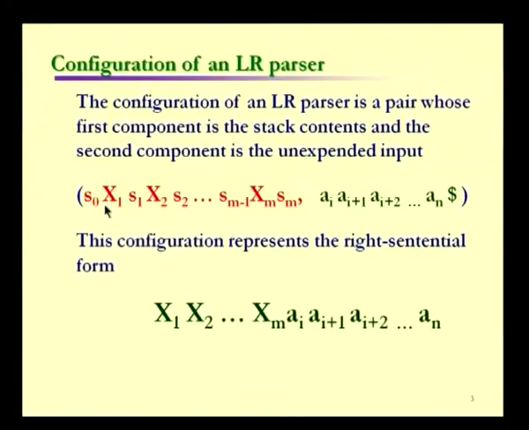So, here we have the configuration: S0, X1, S1, X2, S2, and finally XM and SM. What we understand from here is every grammar symbol is bounded by a pair of states. And here we have the list of input symbols terminated by the end marker $. If you combine the stack as well as the buffer, after excluding the states, we will have the right sentential form.